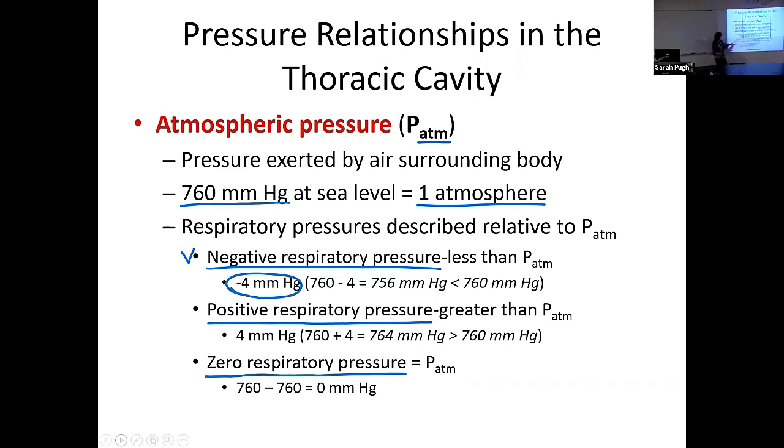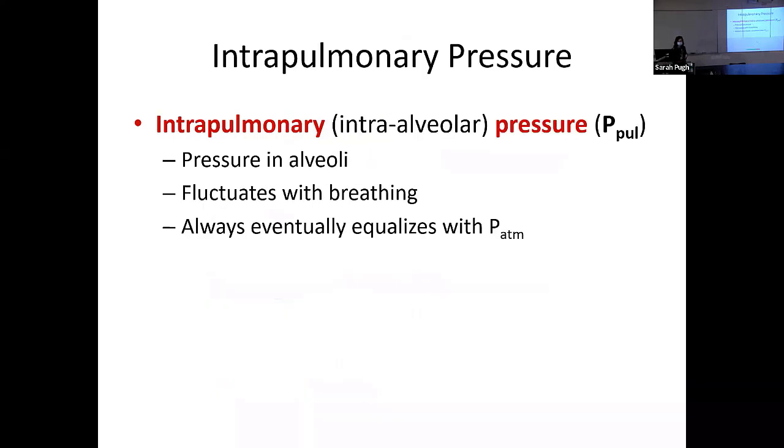A respiratory pressure that's positive means it's greater than atmosphere. So one that's +4 would be 4 above atmosphere, so it would be 764. And a 0 respiratory pressure means it's equal to atmosphere. So essentially it's 760. So we always relate respiratory pressures to atmospheric pressure. It's either above, below, or the same.